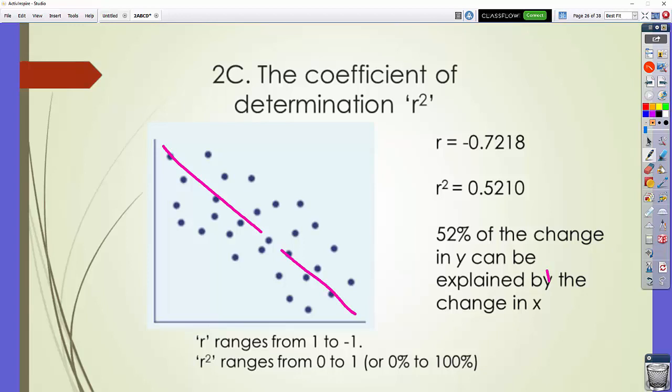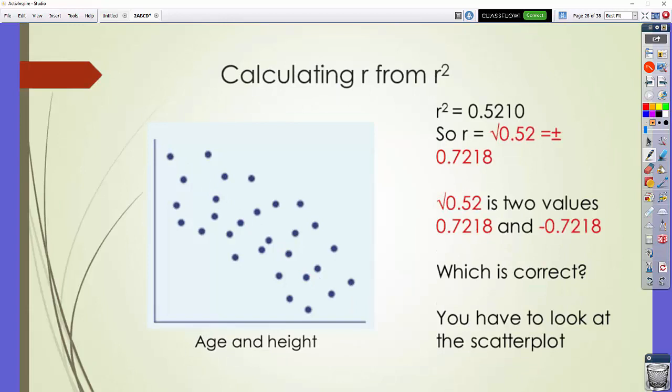Is that starting to make a bit of sense? Any questions about where this all fits together? Now, this is where you need to know what the square root of a number is. If I told you that this graph had an r squared of 0.52, and you wanted to find out what r was going backwards, is it going to be this one or this one for that graph?